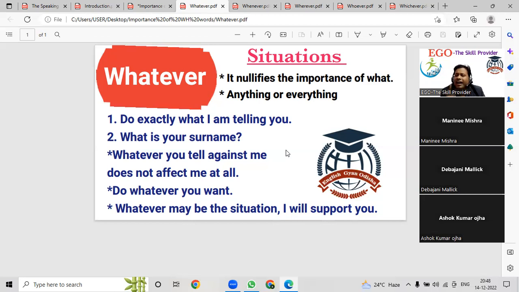Whatever may be the situation, I support it. Whatever may be the situation, whether it is bad, it is good, it is hard, it doesn't matter, I'll help you out. But whenever you are using what, you need the specific things.